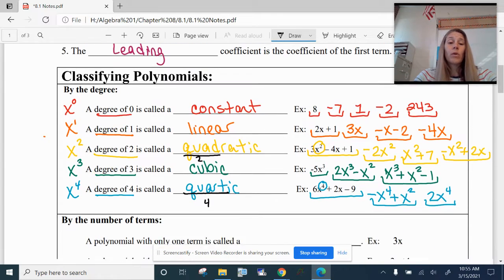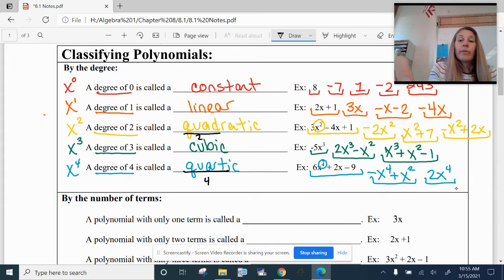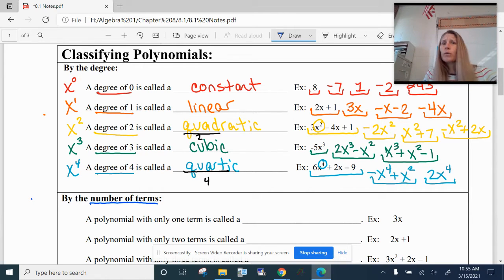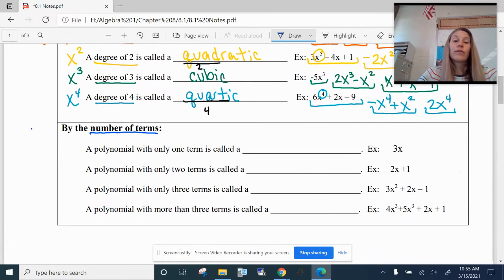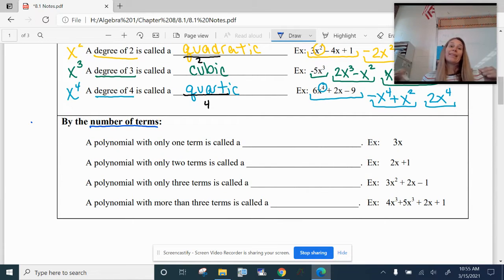Okay, so now we're going to go on to classifying by the number of terms. Okay, so we had a whole bunch of different nomials over here. We have monomials and binomials and trinomials and polynomials over here in all these examples with the different degrees. So they can have a different degree and a different type of nomial, and I call it that because they're all going to end in that. So number of terms is how many terms are being linked together by addition and subtraction signs.